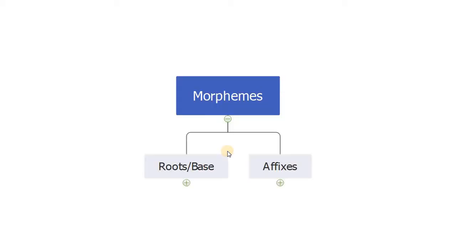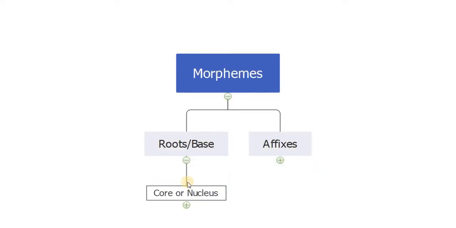Morphemes are classified into two: roots or base and affixes. Now, roots form the core or nucleus of the word, and affixes are always bound to the root, or you can say that an affix is always bound to a morpheme or a group of morphemes.